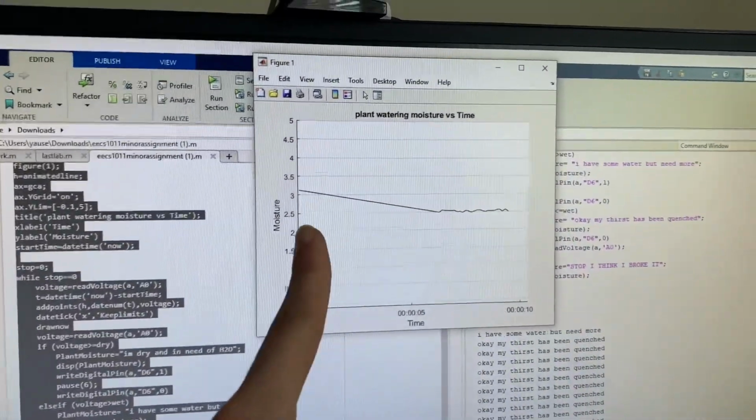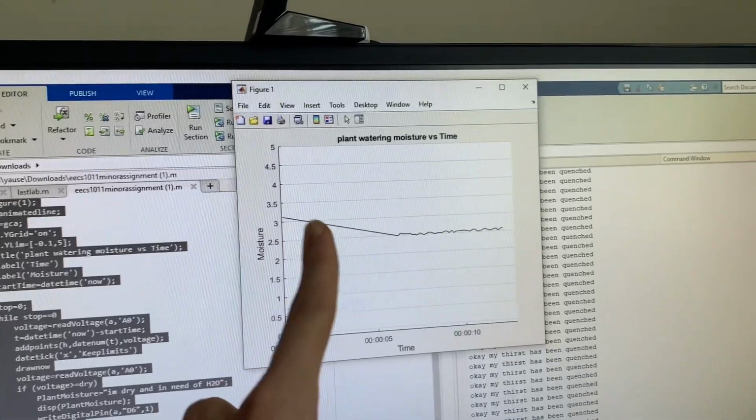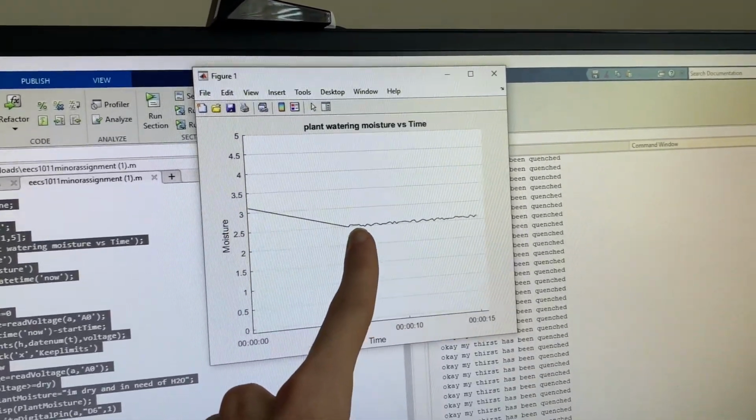As you see, the graph showed dry soil, then the watering process, and then this is the moist soil that is in the plant right now.